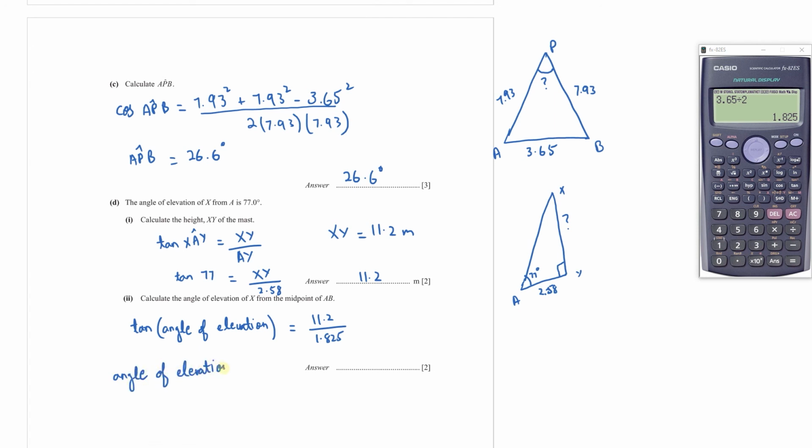So your angle of elevation will be tan inverse of this. So let's calculate this. 11.2 divided by 1.825, and then you take the tan inverse of this. So this is 80.74. So you will write it up to one decimal place, 80.7 degrees. So the angle of elevation of X from the midpoint of AB is 80.7 degrees. So this was paper 2, variant 2 for October-November 2017.